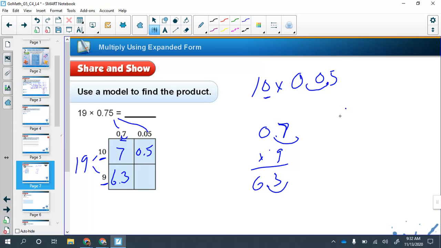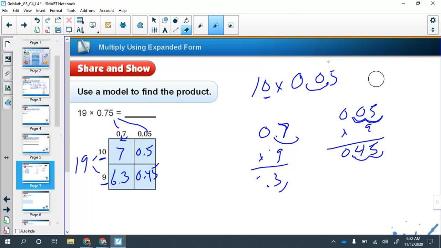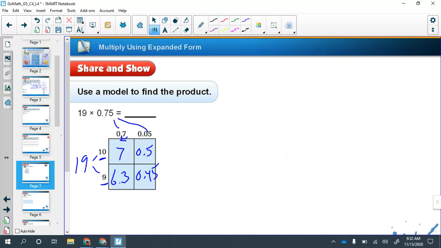Now we're going to do the same thing with 5 hundredths times 9. We're going to hop that decimal out 2 times. 9 times 5 is 45. And then since we moved it out twice, we're going to move it back in twice, and we get 45 hundredths. So now we've multiplied all of those pieces together. The final step, of course, is to take all of those and add them back together.